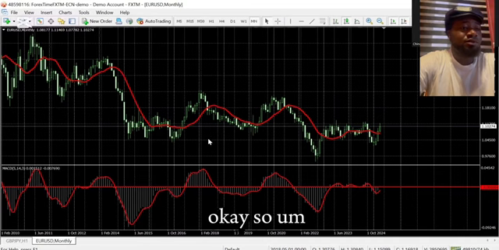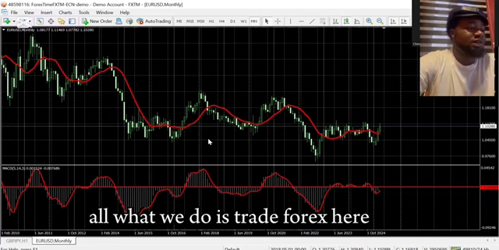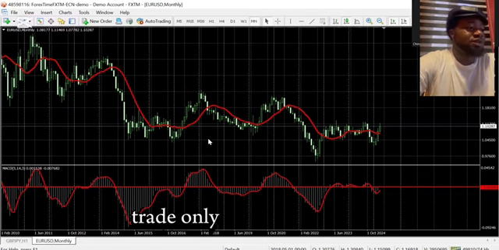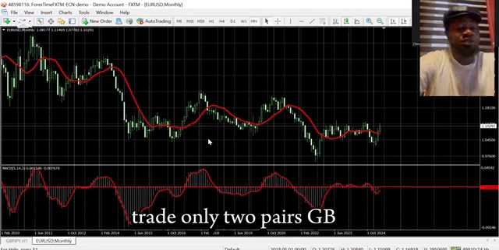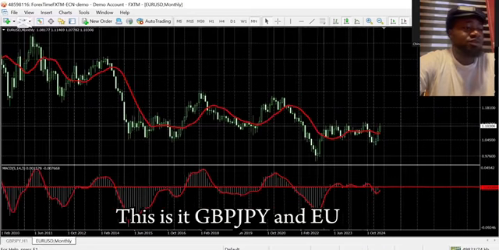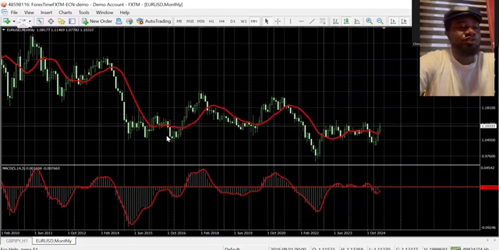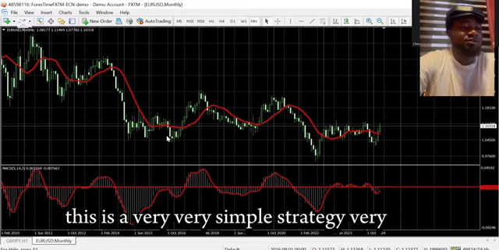Okay, so all we do here is trade forex, and we trade only two pairs: GBP/JPY and EUR/USD. We are going to be using our MT4 or MT5 to trade this particular strategy. This is a very, very simple strategy.